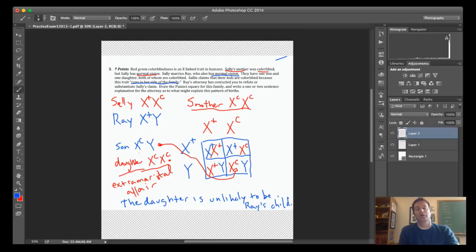Okay, so that's a super boring, vanilla example of a problem on an old exam pertaining to sex-linked inheritance.